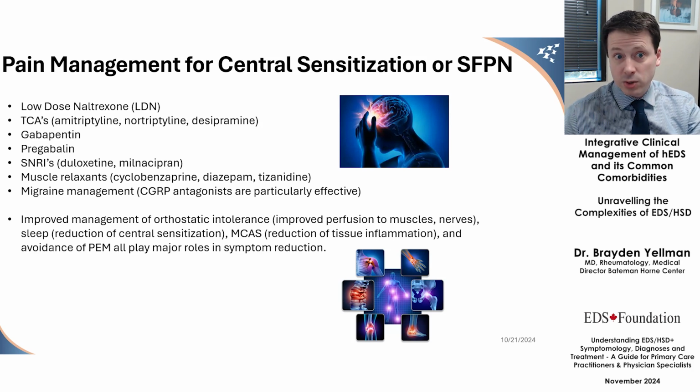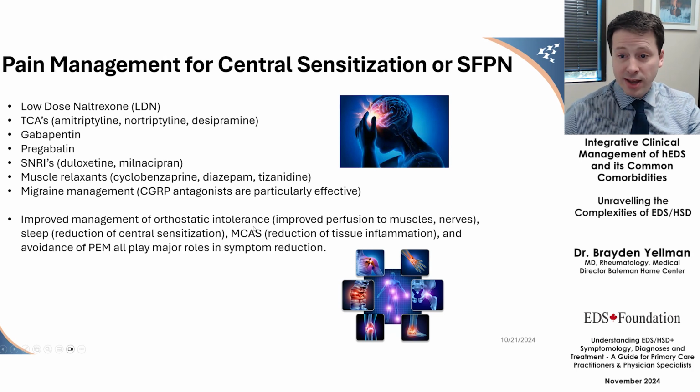Well, low-dose naltrexone, aforementioned, is actually really helpful for reducing this. We all know about TCAs, gabapentin, pregabalin, duloxetine, and SNRIs. Muscle relaxants to reduce increased muscle tone can be helpful. Managing migraines effectively, patients do really well with CGRP antagonists, can be helpful tools. But I would also remind you that pain, you don't always need to reach for a pain drug.